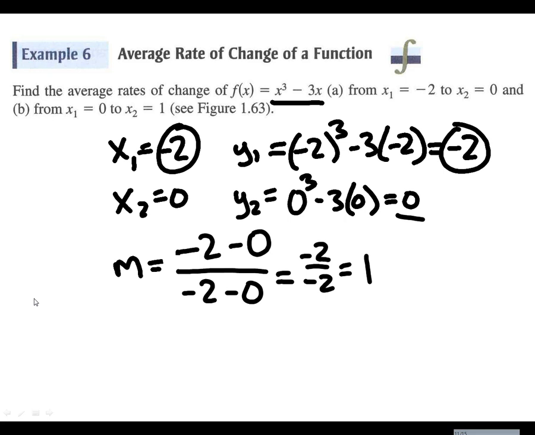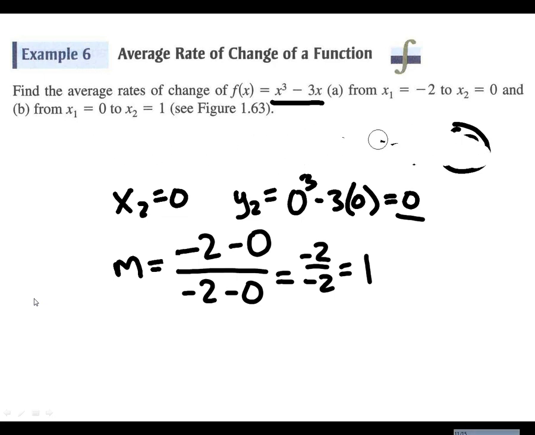Okay? All right, so we'll go ahead and do it from 0 to 1. So I'm not going to redo the 0 line. We already know if I plug in 0 for x, what I get for y. So let's just change the other x value.